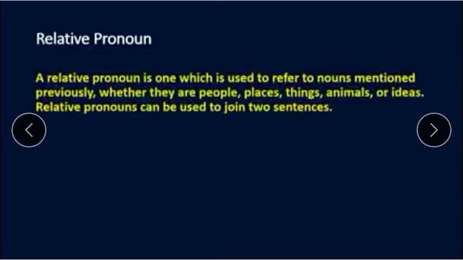The first sentence is the book. Then we joined it with the word that: I wanted to buy was not available. So here we have joined two sentences with the word that, and we have already talked about the book. So these are the relative pronouns.